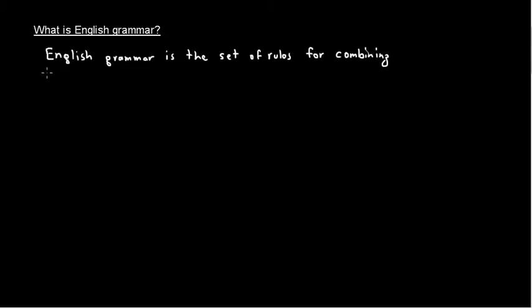What is English grammar? Let's give a definition. English grammar is the set of rules for combining words into sentences in the English language.